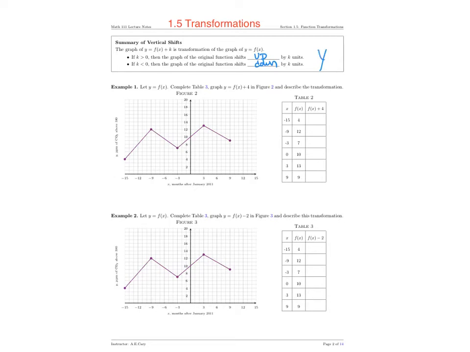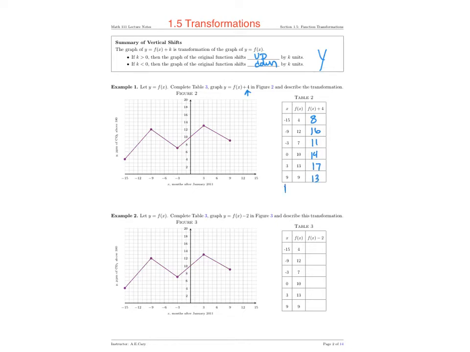So in this first example here, we're going to graph f of x plus 4. So that means that we're going to be moving up 4. If we take a look at this table over here, these are the points that we have for this original f of x graph right here. And then for all of our y values, we're just going to add 4. So if we do that, that first point is going to become 8, 16, 11, 14, 17, and 13.